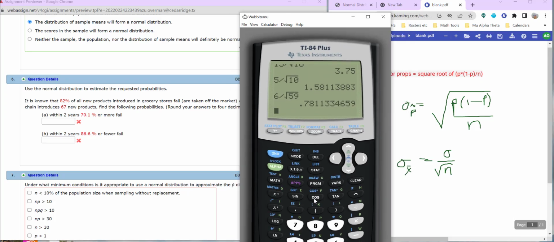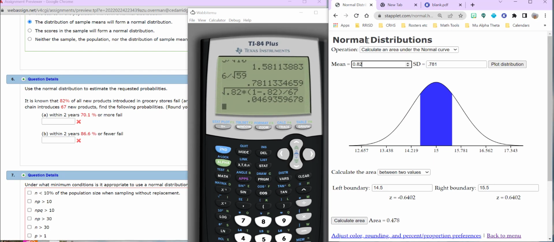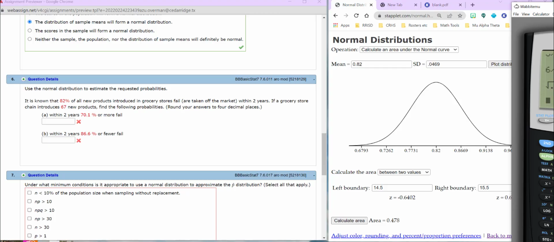So using that formula, I'm going to go second square root, 0.82 times 1 minus 0.82, and then divide by the sample size, which is 67, ugly number. So I'm going to get an ugly number, 0.0469. So I'm just going to put the 0.0469. It's better to go a few extra decimals than fewer. It's better to be more exact, more precise.